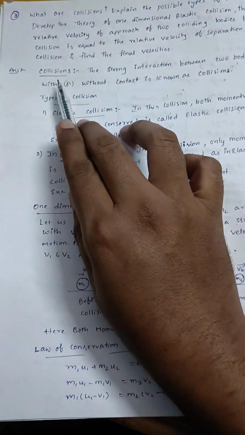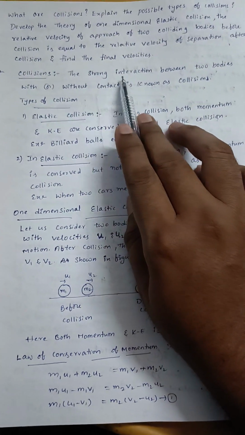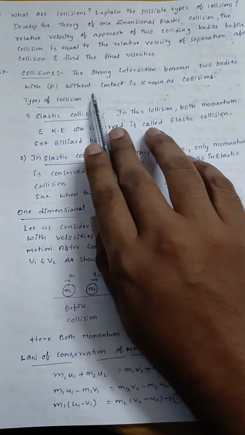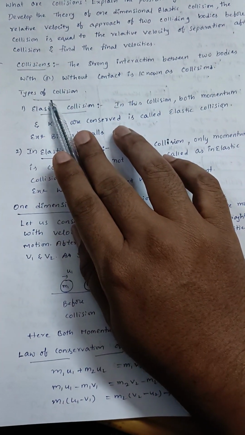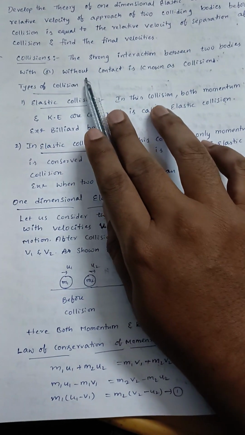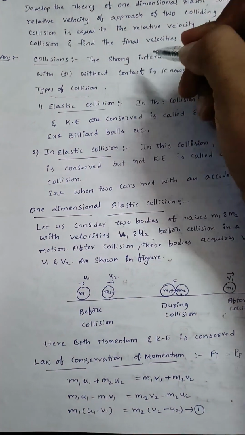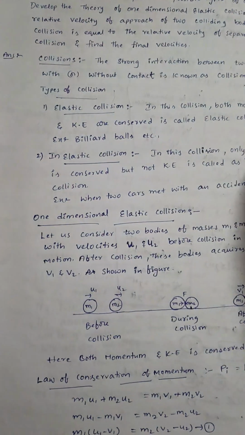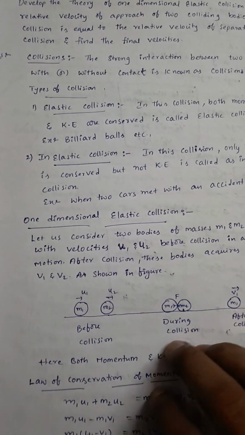See here in these collisions, the definition of collision we have to write first: the strong interaction between two bodies with or without contact is known as collision. Now, strong interaction with or without contact. So with contact means collision is nothing but colliding with each other.